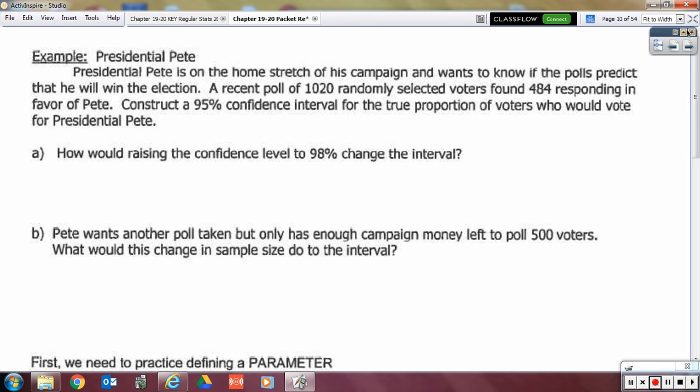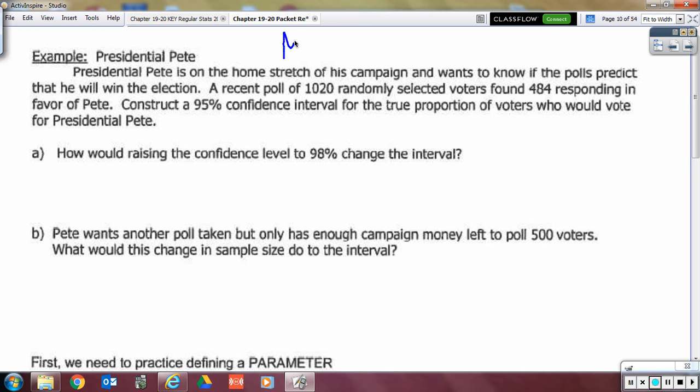Construct a 95% confidence interval for the true proportion of voters who would vote for Presidential Pete. So we're going to do that shortly. But let's first answer this question. What happens if you raise the confidence level to 98% instead of being at 95%? What's going to happen?